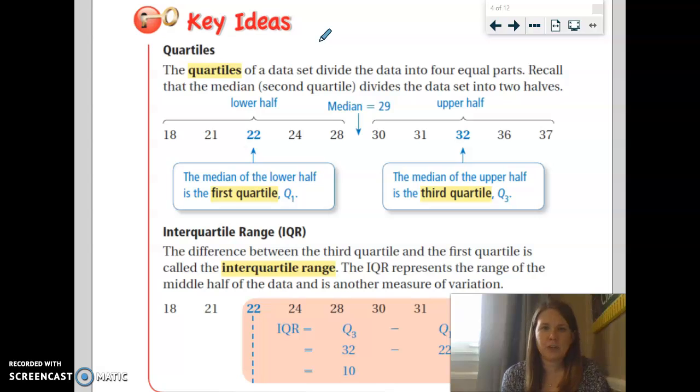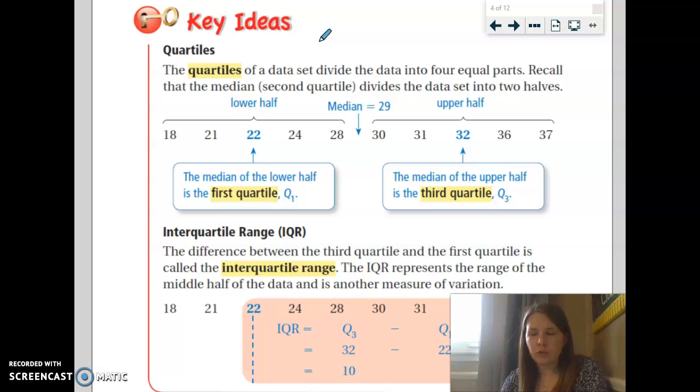Your quartile range, or interquartile range, sometimes labeled as IQR, revolves around these quartiles. You need to understand how to find your quartiles first before you can do your interquartile range. The quartiles of a data set divide the data into 4 equal parts. Recall that the median, the second quartile, divided the set into 2 halves. Basically, I don't like this definition. It straight up confuses me.